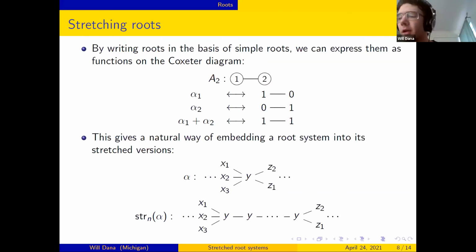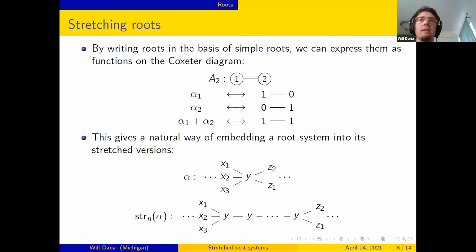Now, if I want to find some sort of stabilization phenomena for root systems, then one way of looking for this is to come up with a way of embedding the root system I start with, associated with the diagram G, into the root systems of the stretched diagrams. Or to put it another way, for each root of the original diagram, find counterparts in each of the stretched diagrams. And there is actually a very natural way of doing this, which I'll explain now.